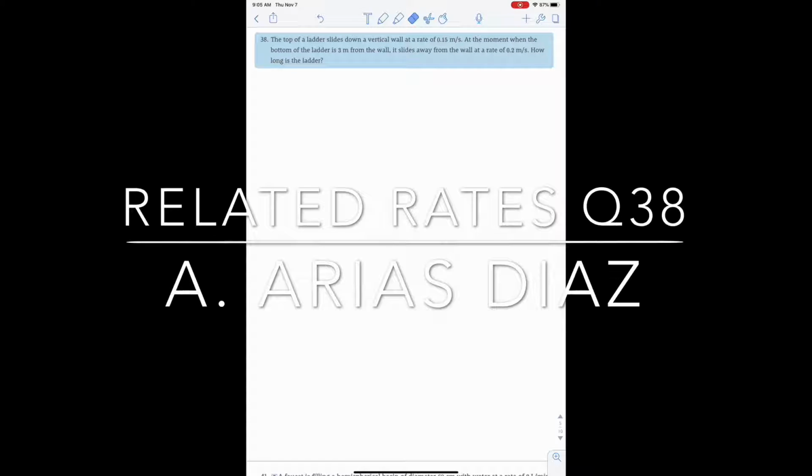All right, related rates. The top of a ladder slides down a vertical wall at a rate of 0.15 meters per second. At the moment when the bottom of the ladder is 3 meters from the wall, it slides away from the wall at a rate of 0.2 meters per second. How long is the ladder? All right, so we're solving for a side length, so that's important to know.